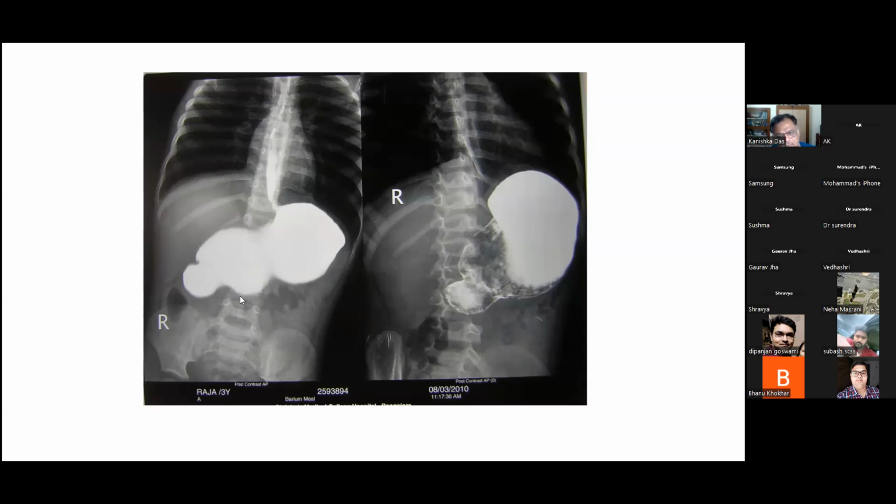Okay. What are the possibilities? Where do you get something else? You have to tell me. What about this? The GE junction is... Okay, maybe on the fluoro you can see better that there is reflux also, right? So there is some obstruction there, and then there is this reflux. So what do you think? This is a 3-year-old child, as you can see. What are the possibilities?